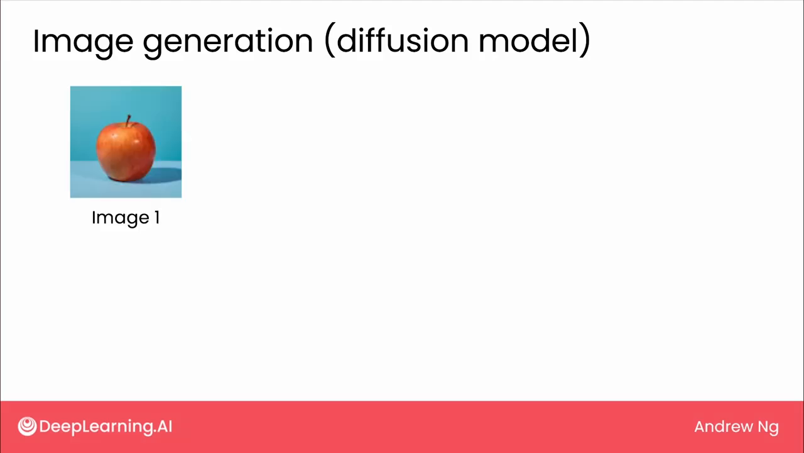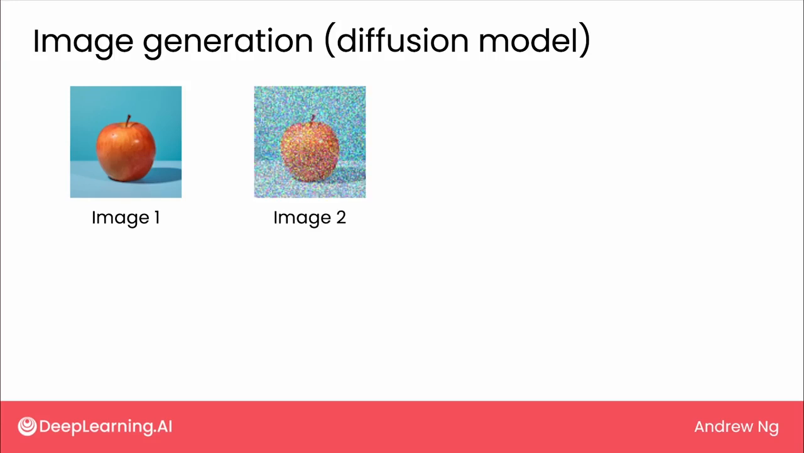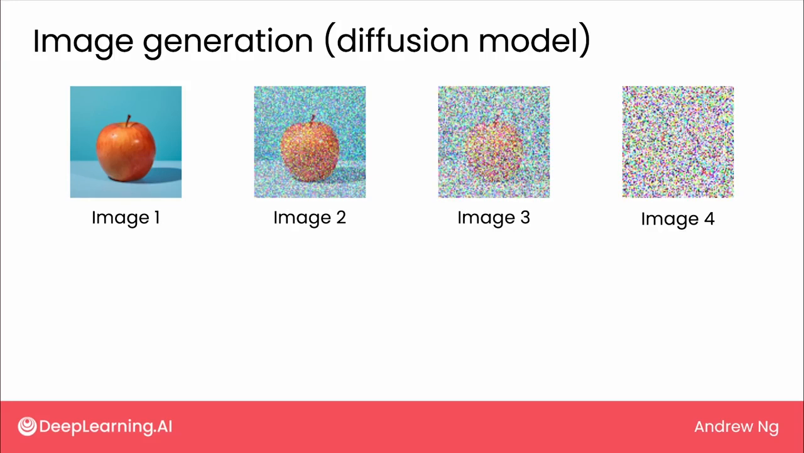Here's what it does. Let's say the algorithm finds a picture on the internet of an apple like this, and it wants to learn from pictures like this and hundreds of millions of others on how to generate images. The first step is to take this image and gradually add more and more noise to it, so that you go from this nice picture of an apple to a noisier, to an even noisier, to finally a picture that just looks like pure noise, where all the pixels are just chosen at random and it doesn't look at all like an apple.